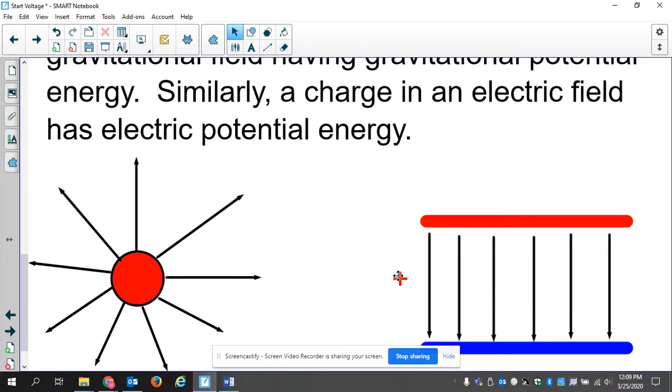If we talk about finding gravity from a planet, then we understand that moving farther and farther away from the planet, the gravitational field gets weaker and weaker. So one of these is used for when the field is constant, and one of these is used for when the field is changing.